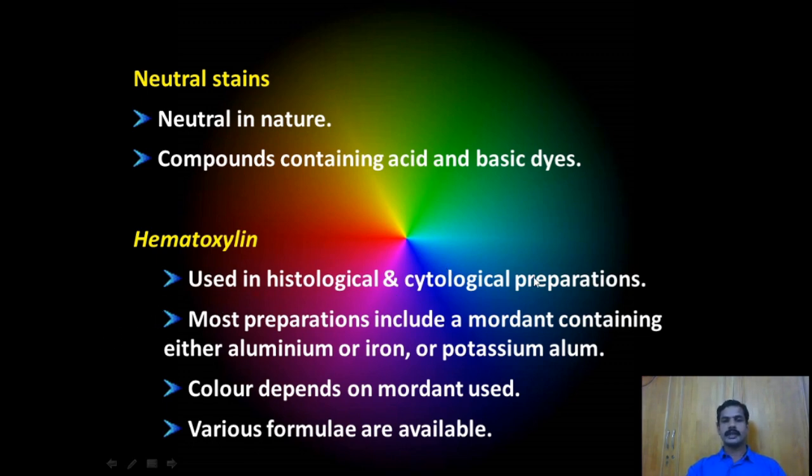Most preparations include a mordant containing either aluminium or iron or potassium alum. The color depends on the mordant, which type of mordant you use. And there are different formulae available for the preparation of hematoxylin.